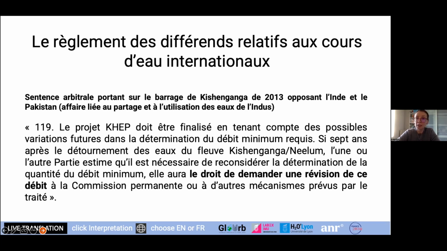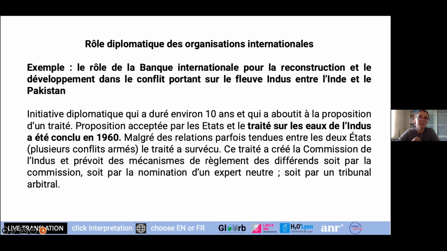Now, these decisions become definite, but this arbitration court says that everything is possible, that any decision has to take into account changes relating to climate change. So, for example, it's quite possible to review any minimum environmental flow rate. So it could be heightened or lowered.